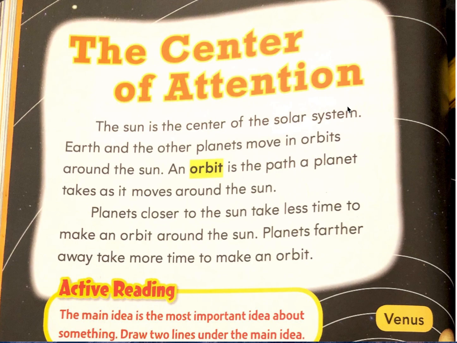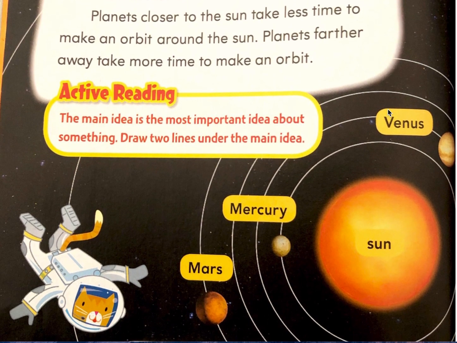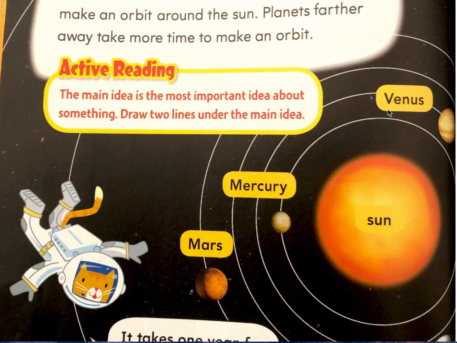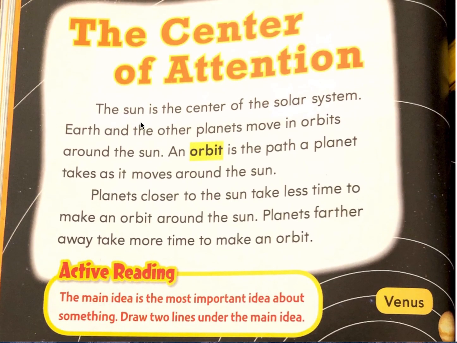The center of attention. Can you look at the picture and tell me what is the center of our solar system? You should be able to see straight away what is in the very center of our solar system. That's right, it is the sun. The sun is the center of our solar system, and all the planets move around the sun.